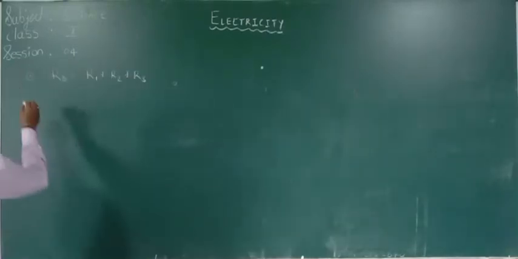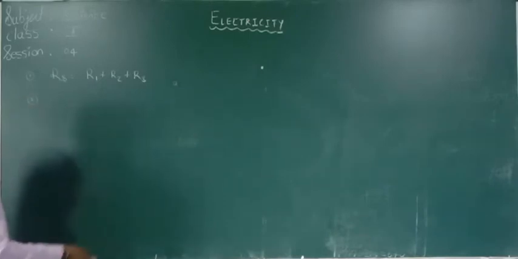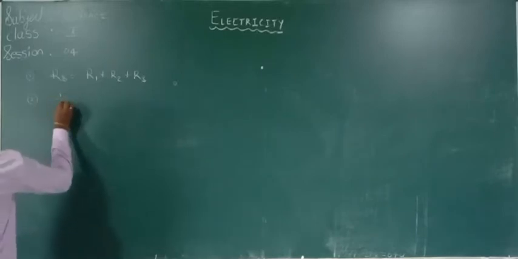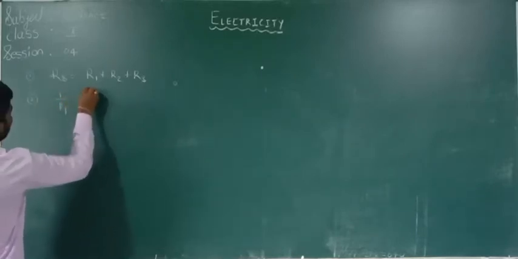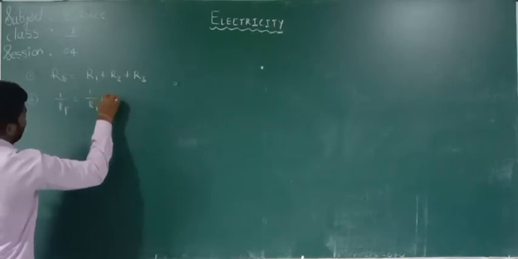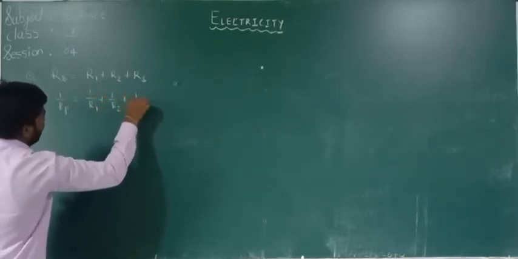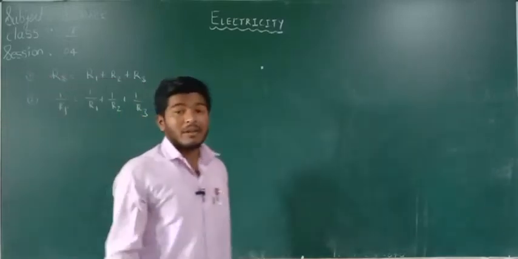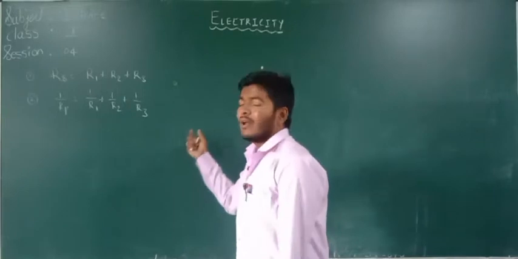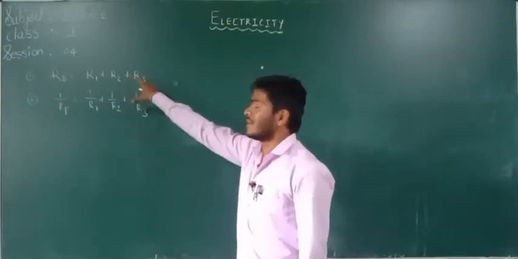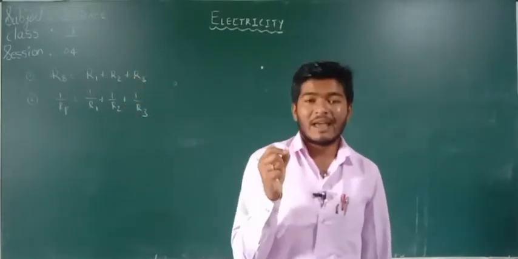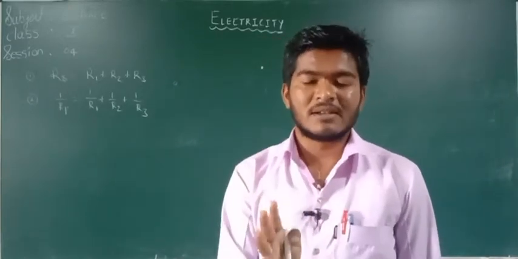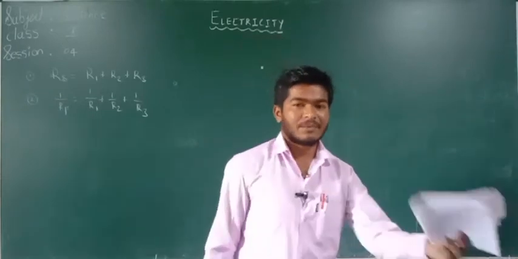And second one, when the three resistors R1, R2, R3 are connected in parallel, what is the equivalent resistance? That is 1 divided by Rp is equal to 1 divided by R1 plus 1 divided by R2 plus 1 divided by R3. This is the other expression which we derived in the last class. So now we are going to discuss some problems on these two expressions. These are the most important and easiest problems that come in your examination for 3 to 4 marks. So you have to concentrate on these examples.